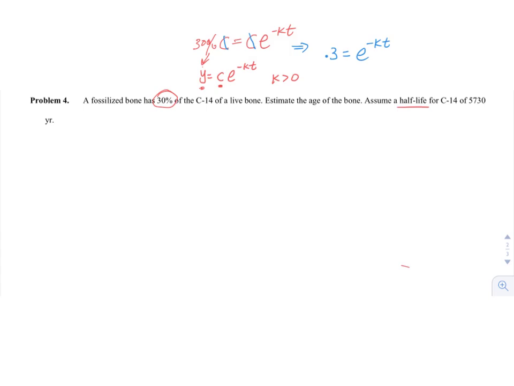Now, half-life, if you remember, is equal to natural log of 2 divided by k. And we do know this is equal to 5,730 years, which implies k is equal to natural log of 2 divided by 5,730, which is really a small number here. But anyway, I'll leave you to finish this algebra, so find it.